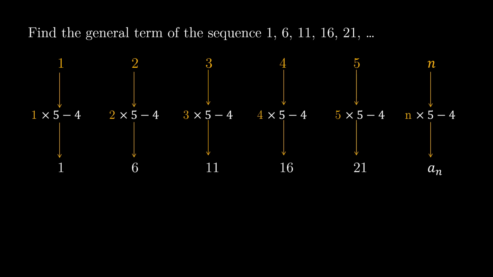The operation is to multiply by 5, then subtract 4. So 1 times 5 minus 4 is 1, 2 times 5, 10 minus 4, 6, 3 times 5, 15 minus 4, 11, 4 times 5, 20 minus 4, 16, and so on. Therefore, our general term is simply a sub n equals 5n minus 4.